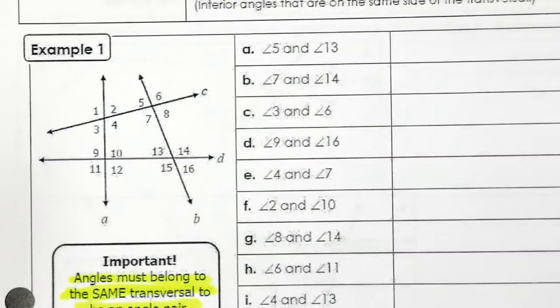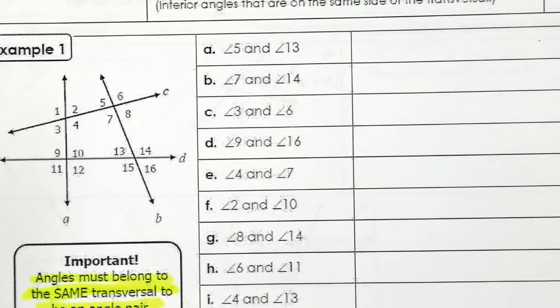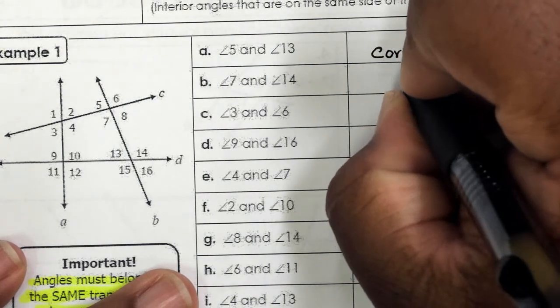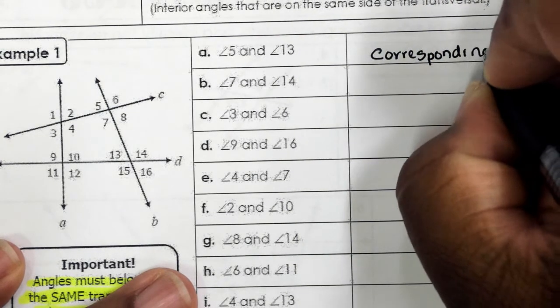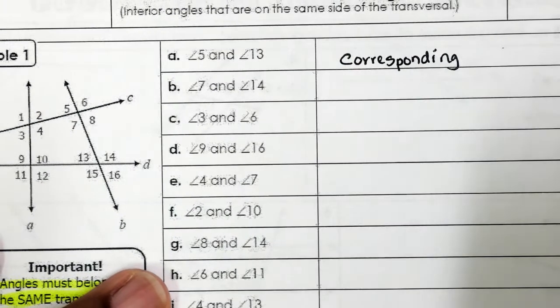Timothy, angle 5 and angle 13. Corresponding angles? Alright, he was ready. Okay, yeah, good. Angle 5 and angle 13. If y'all look at those and stare at them for a second and look up at your notes that we already took, these are corresponding angles. So let's write corresponding over there.